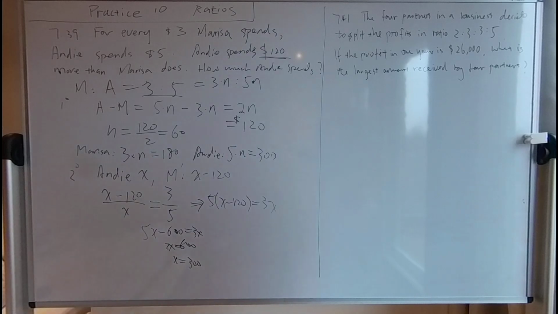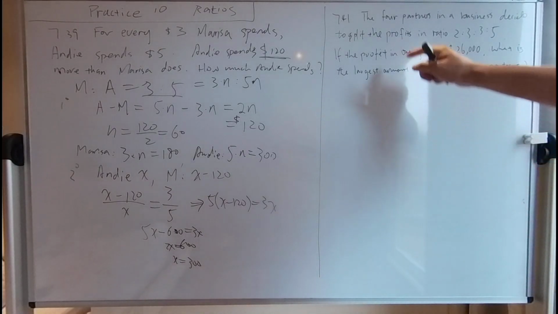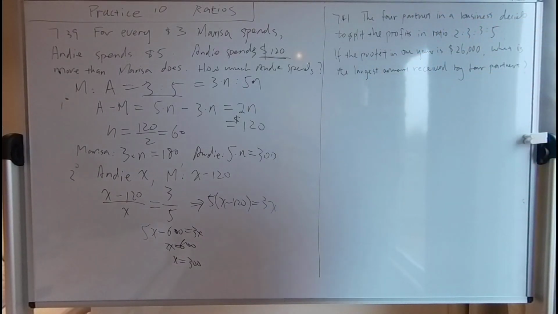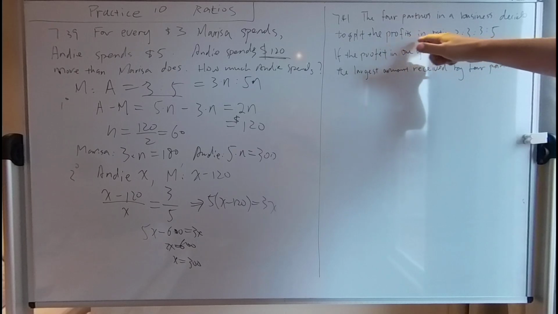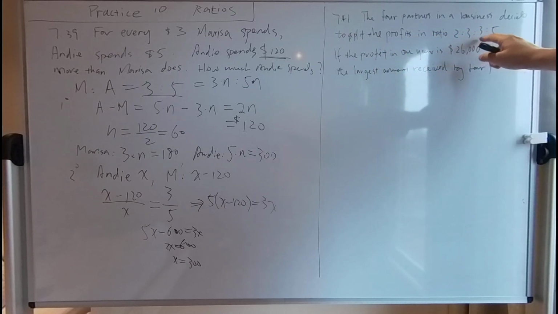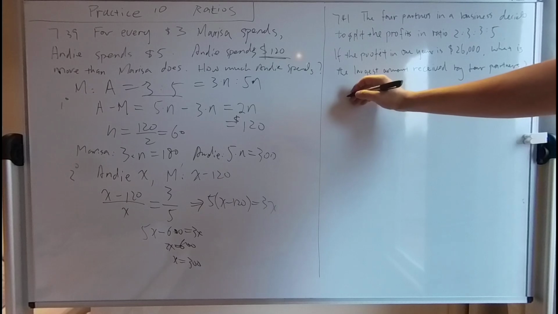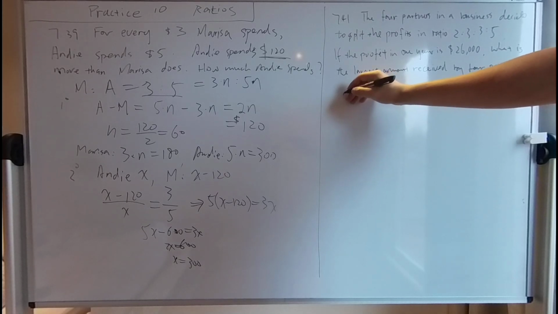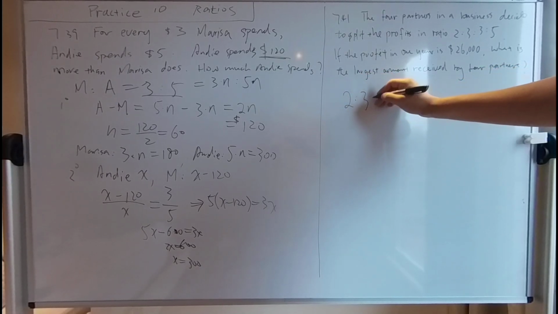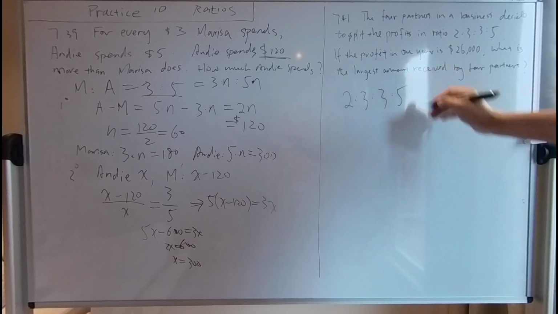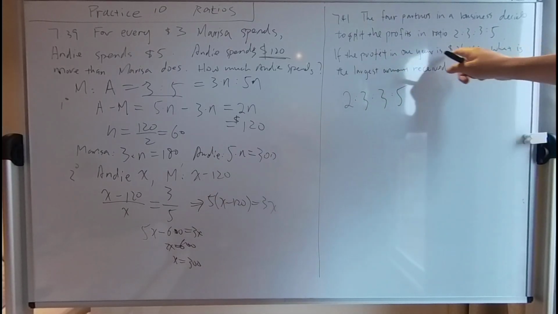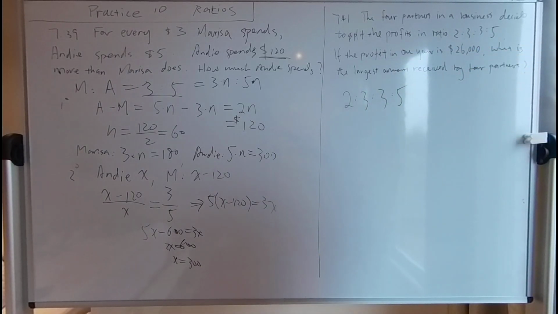Okay, let's see the second question. I have 4 partners in a business, and they decide to split the profit in the ratio of 2 versus 3 versus 3 versus 5. So I have 4 quantities right now, a multi-way ratio with 4 terms: 2, 3, 3, and 5. I know the total profit is $26,000.